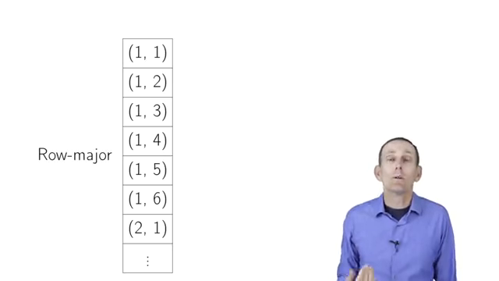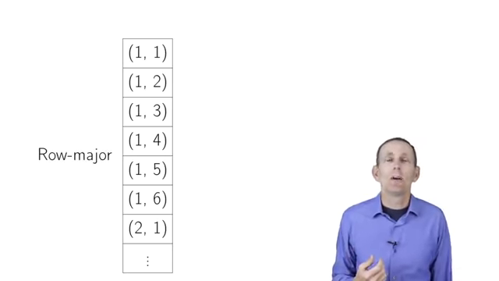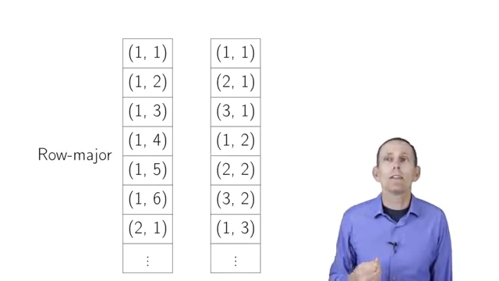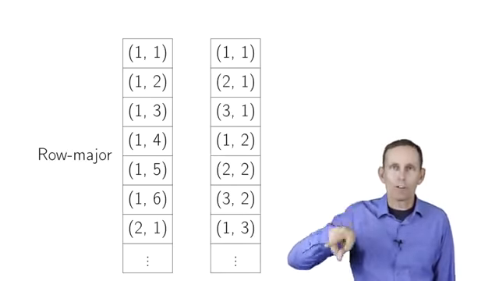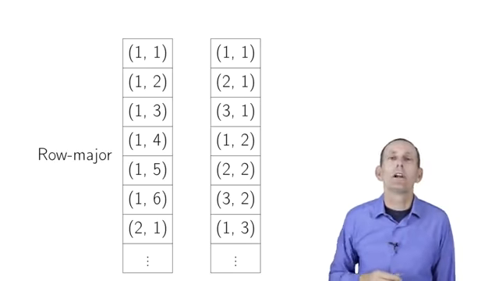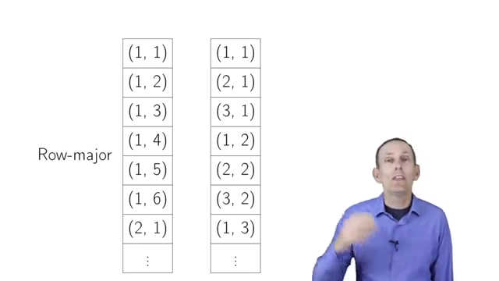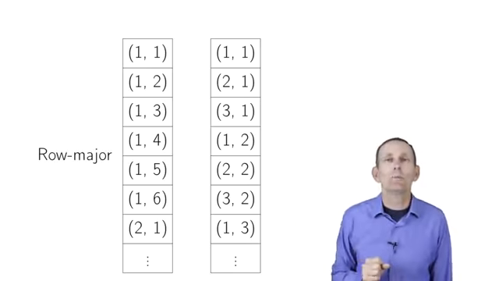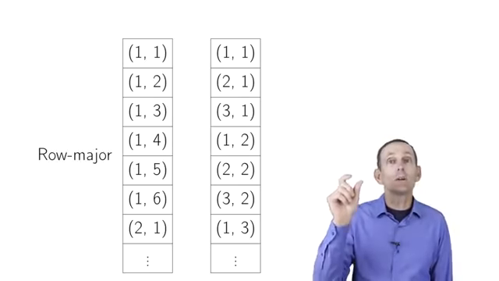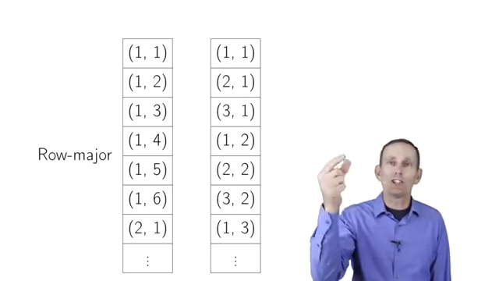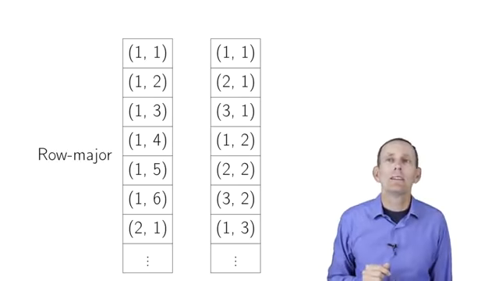We could lay out arrays differently, and some languages or compilers actually do that, where they would lay out each column in order. So you'd have the first column, then the second column, then the third column. And so then, the successive elements would be 1,1, 2,1, 3,1, followed by 1,2, 2,2, 3,2, and so on. So there we see that the row index is changing most rapidly. And this is called column major ordering.